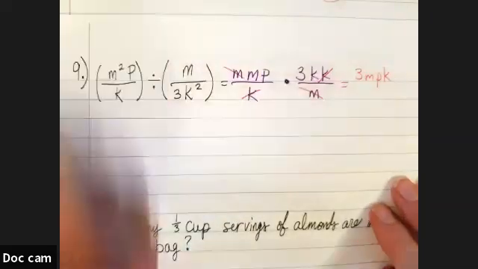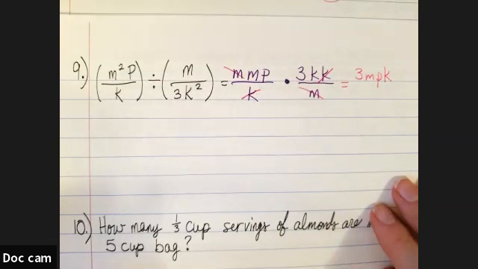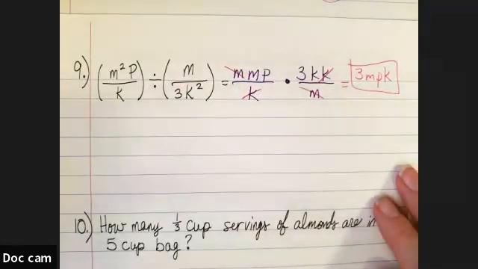So on the numerator, we have 3, m, p, and k. It doesn't really matter the order of the letters. And on the denominator, everything canceled out, so you just don't need to put a denominator. So 3mpk would be the answer.